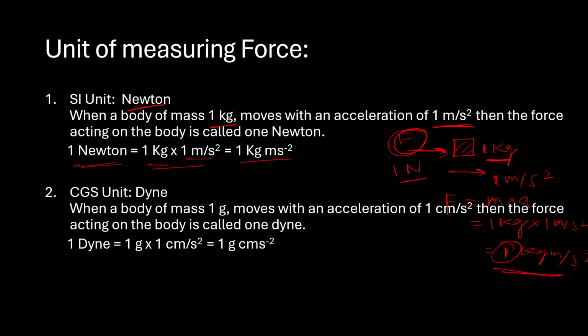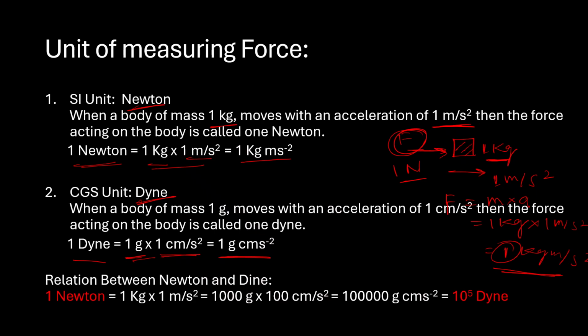Let's understand the dyne, the CGS unit of measuring force, right? So it's easy. Dyne: if we take mass and acceleration both in CGS unit, the quantity of force we get is dyne. So 1 dyne is equal to, here I have replaced 1 kilogram with gram in CGS unit, and 1 meter per second square with 1 centimeter per second square. Then the total force is 1 gram centimeter per second square, and that is called 1 dyne. So 1 dyne is equal to 1 gram centimeter per second square.